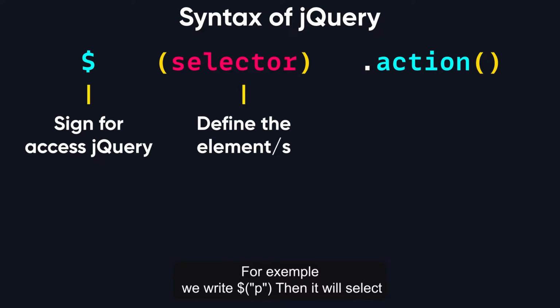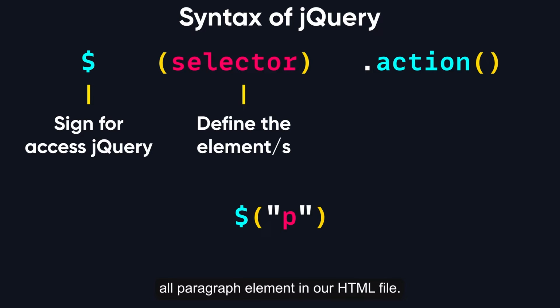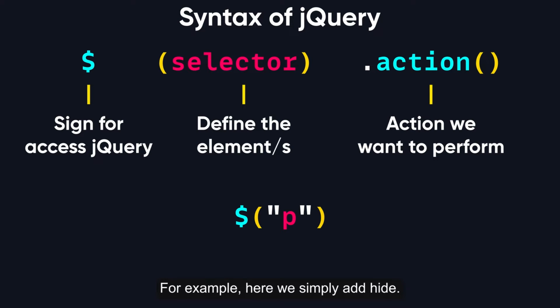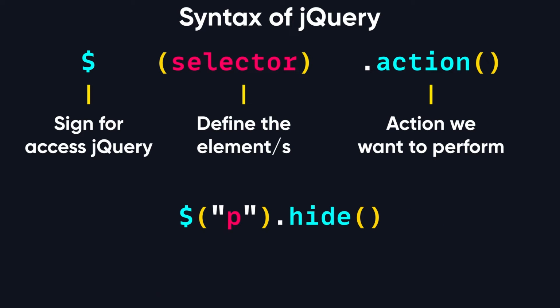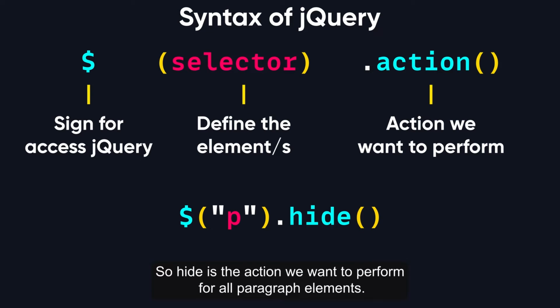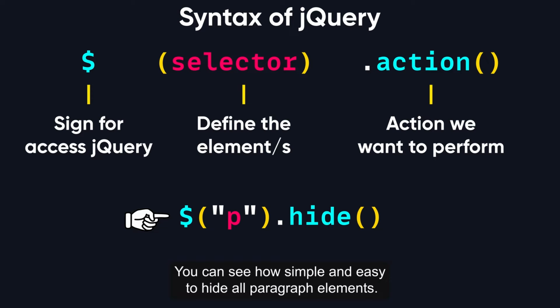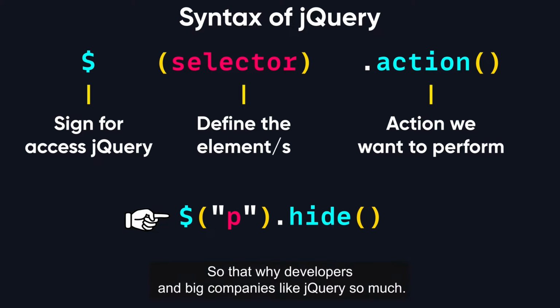For example, if we write $("p"), then it will select all paragraph elements in our HTML file. And at last, we have the action, which is the action we want to perform. For example, here we simply add hide. So hide is the action we want to perform on all paragraph elements. Just this piece of code hides all paragraph elements on our web page. You can see how simple and easy it is to hide all paragraph elements. So that's why developers and big companies like jQuery so much.